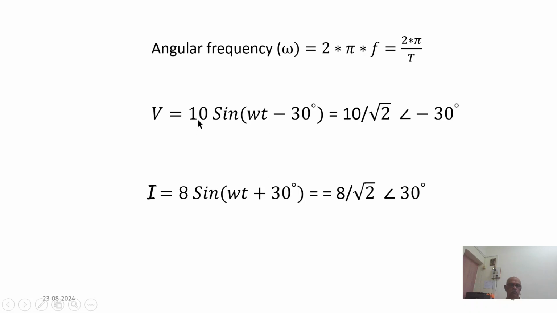So we have taken the peak value divided by root 2, which is the RMS value of the voltage, and what we are putting here is the phase. So at t equal to 0, if I say it was at minus 30, the phase was at minus 30. Similarly, at t equal to 0, this was at plus 30. So this is RMS and this is the angle.